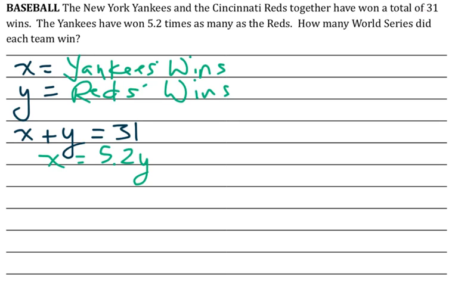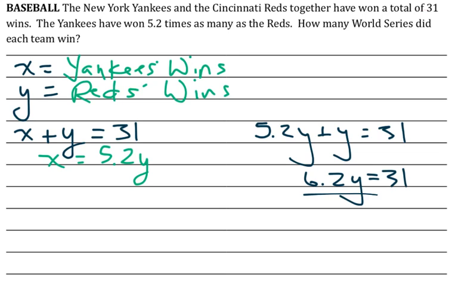Also on bookwork, attempt them. Don't just leave them empty and wait for your teacher to show you how to do them in class. Give them a go. So this can easily be substituted into the first equation. And when I write X over here plus Y, I'm not going to write X, I'm going to write 5.2Y plus Y equals 31. Combining like terms gives you 6.2Y equals 31. Divide this by 6.2.